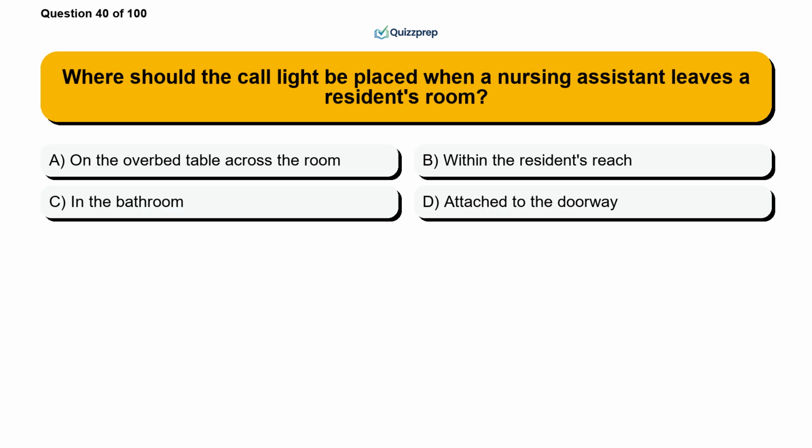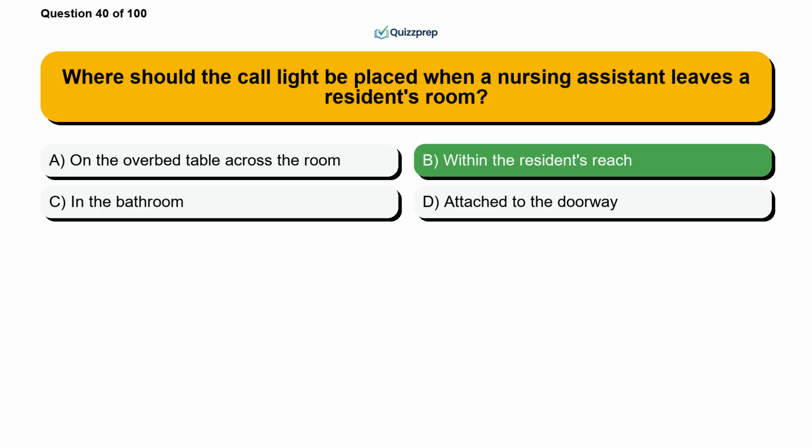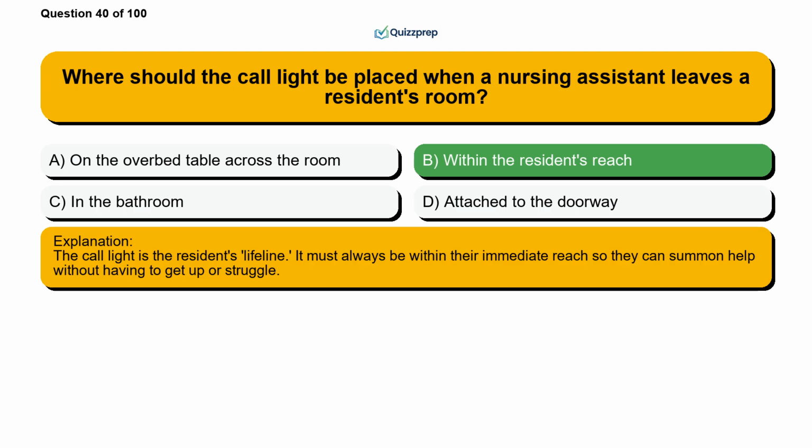Question 40. Where should the call light be placed when a nursing assistant leaves a resident's room? Option A, on the overbed table across the room. Option B, within the resident's reach. Option C, in the bathroom. Option D, attached to the doorway. The correct answer is option B, within the resident's reach. The call light is the resident's lifeline. It must always be within their immediate reach so they can summon help without having to get up or struggle.